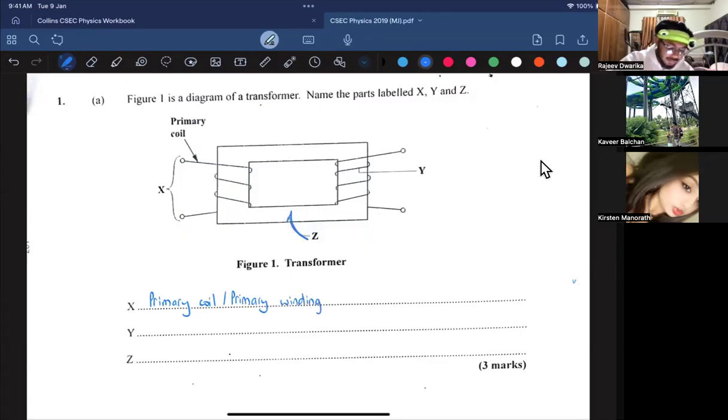Now, what is this? What is that, Z? Z is the core, it's easy to get. But we could be more specific, right? What is that core typically made up of? Soft iron. Right, so that's a soft iron core.